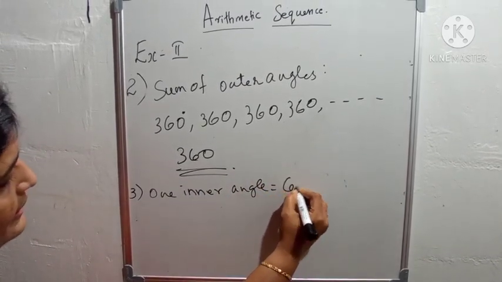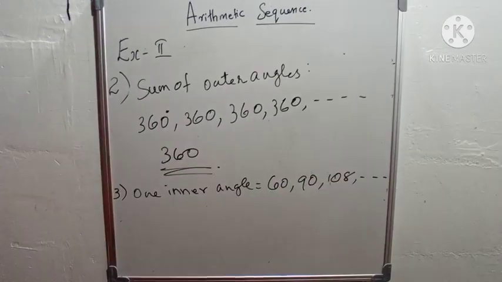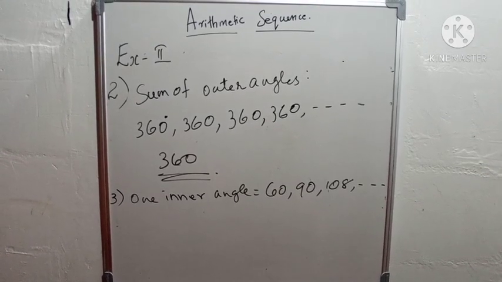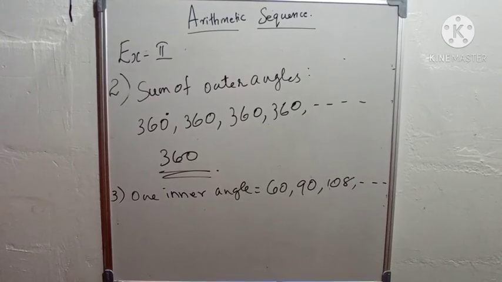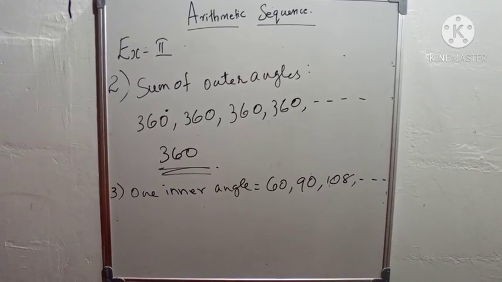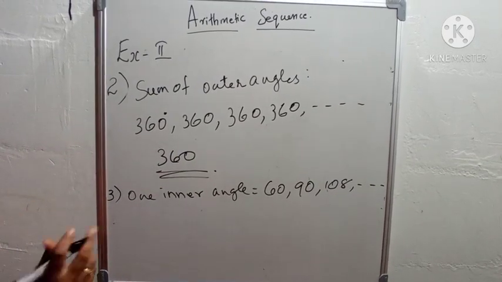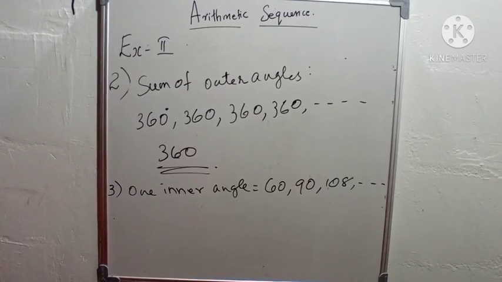One inner angle: 60, 90, 108, etc. are the inner angles. So, the sequence of one inner angle of these regular polygons is like this: 60, 90, 108, etc. Okay. Then, how do we find the general form of this sequence?